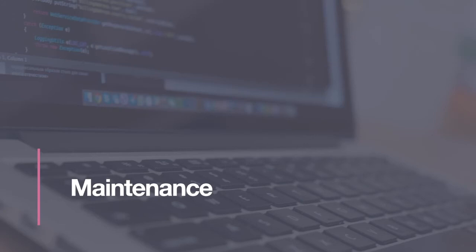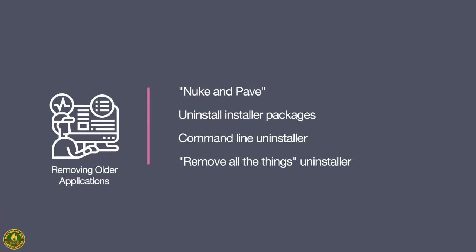Last little section on this talk, maintenance. This kind of covers any ongoing and/or miscellaneous tasks or scenarios you might come across. So first of all, removing older applications. For some scenarios, there actually isn't a need to remove the older apps. But if you do wish to, there's 4 main options. The first one you've got is the old Nuke and Pave. So wipe the device and redeploy it with the new versions of Adobe.